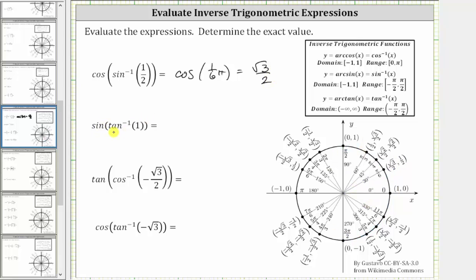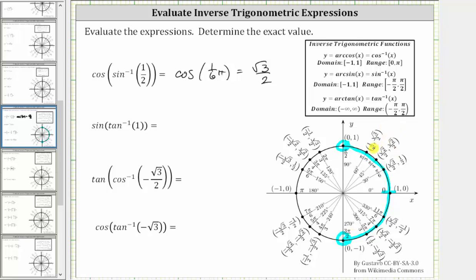Next we have sine of inverse tangent of 1. The output of the inverse tangent function is from negative pi over 2 to positive pi over 2, not including the endpoints, which means in standard position, the angle will be from 0 to pi over 2 radians, not including pi over 2 radians, or from 0 to negative pi over 2 radians, not including negative pi over 2.